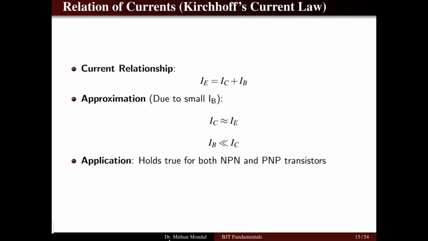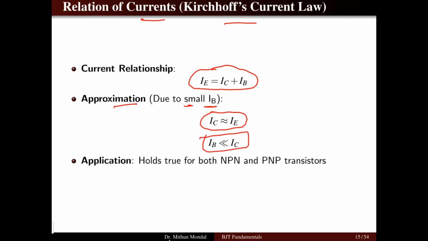Now if we write these current equations in accordance with Kirchhoff's current law, the relationship is that the emitter current is equal to the collector current plus the base current. As we have discussed, we can approximate by neglecting the base current because it is small, so approximately the collector current is equal to the emitter current, and the base current is very much less than the collector current. This holds true for both NPN as well as PNP transistors. These equations do not change with the type of transistor; they remain the same.